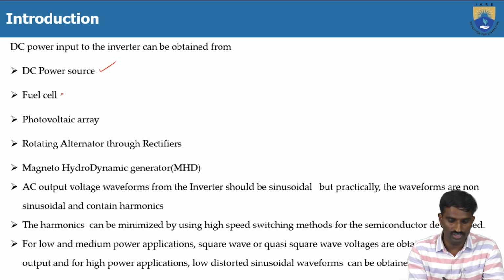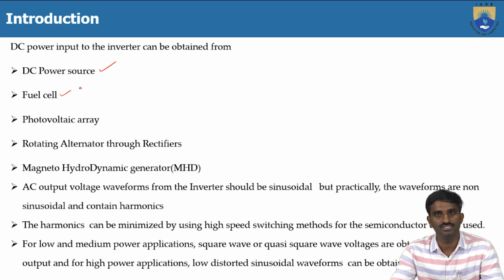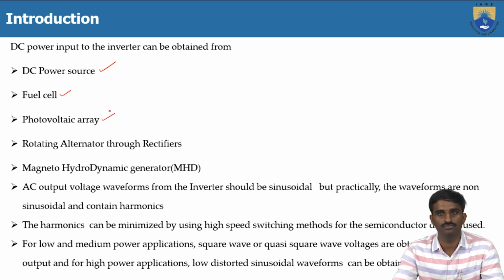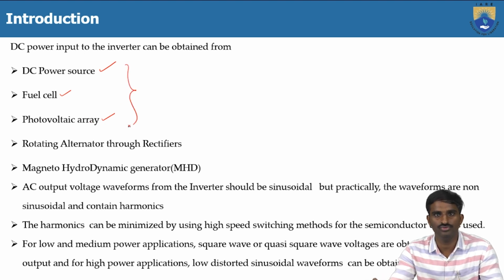And then the fuel cell: the output of the fuel cell is DC, so there we can use an inverter to convert the DC to AC. And the photovoltaic array, the PV system: the output of the PV array is also DC, so again by using an inverter we can convert it, which means these are all applications of the inverter, where we use the inverters.